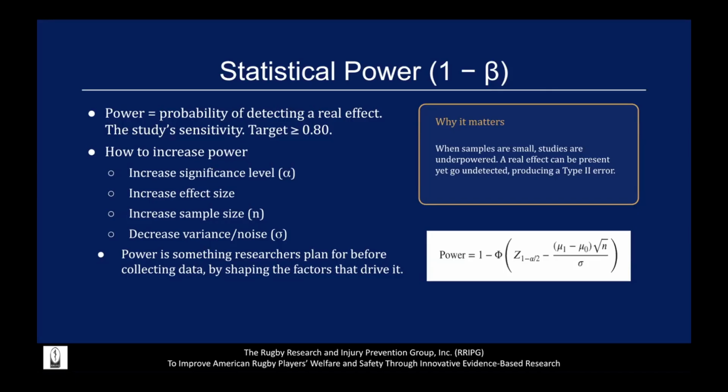It can also gain power from cleaner, less noisy measurement, so by decreasing variance or noise, which is the sigma variable. And it can gain power as we loosen the threshold against false alarms, so by essentially increasing the significance level, or alpha. And so that's how you can manage power.